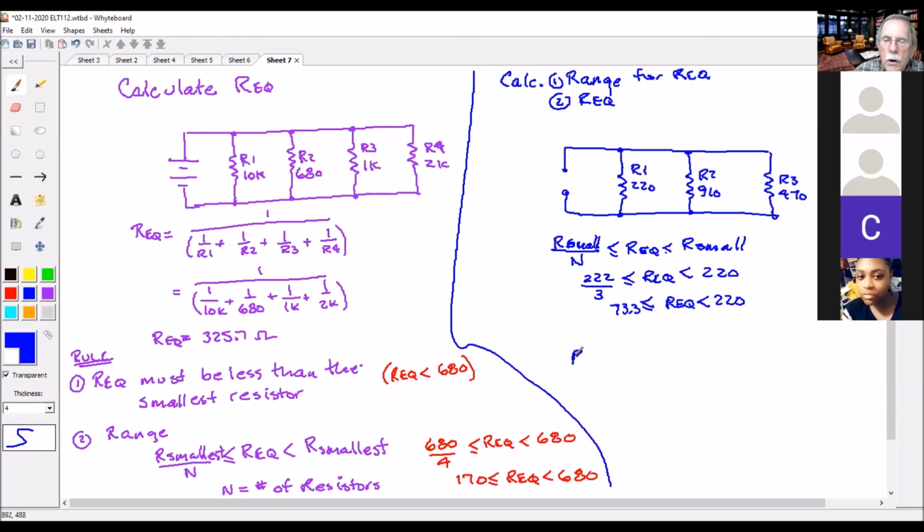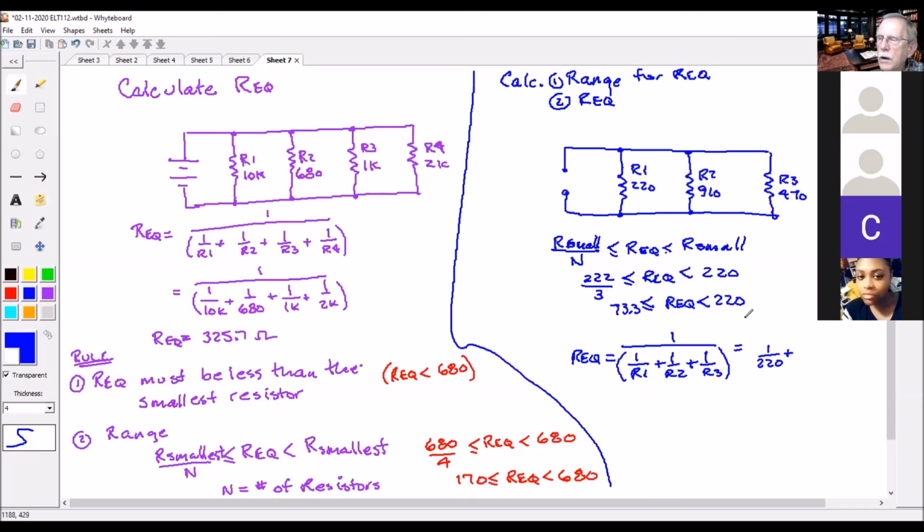So now if we calculate REQ, it's 1 over R1 plus 1 over R2 plus 1 over R3. We take the reciprocal of all of that. So the range is just a way to verify REQ. In other words, if I calculated a number here of 14, I'd know that it was wrong.